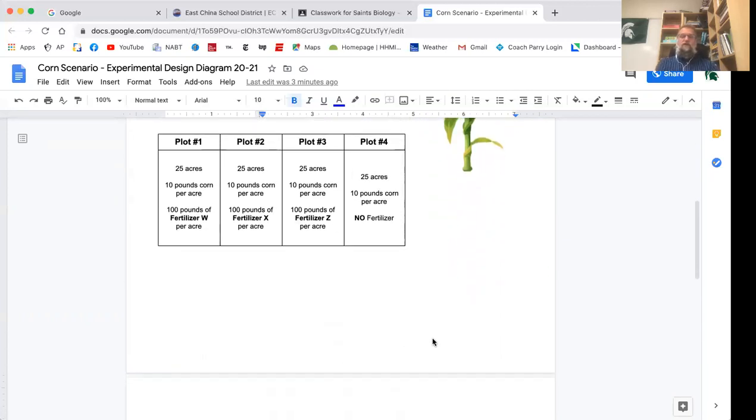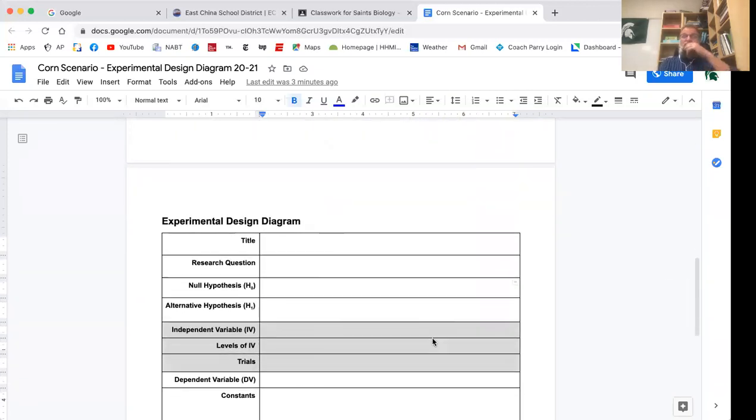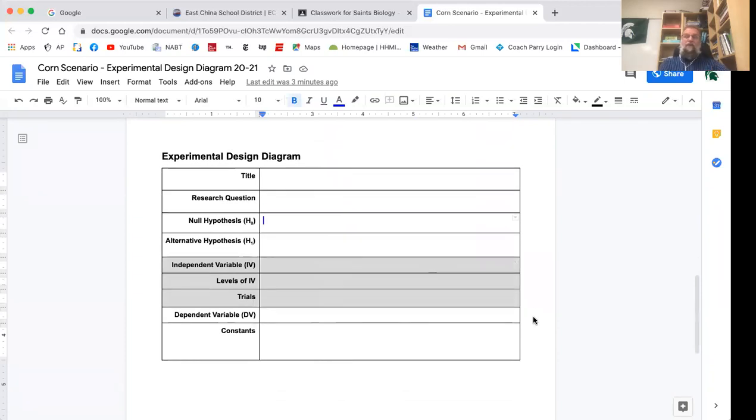So we are going to use this design diagram to organize our experiment, to organize the variables and how we're going to conduct this. Now, what I like doing best is first do the independent variable versus the dependent variable. Identify the IV and the DV first.